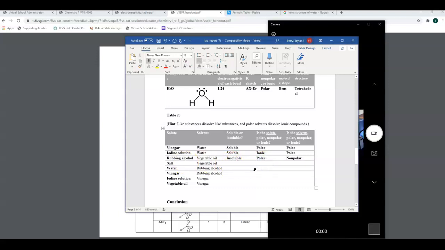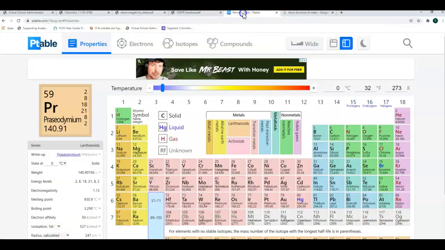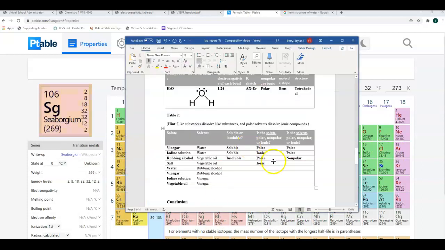All right, now let's try salt. We know that salt is made of sodium chloride, which is a metal and a nonmetal. So you should know that that's ionic, right? Salt is NaCl, sodium chloride. If you look at the periodic table, sodium is here, chlorine is here. Metal and nonmetal. So that means this must be ionic. And we already know that vegetable oil is nonpolar.